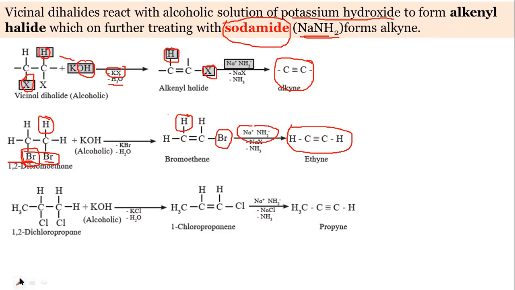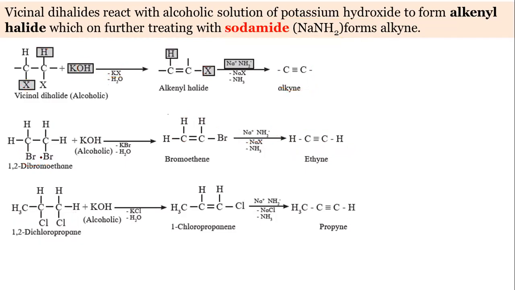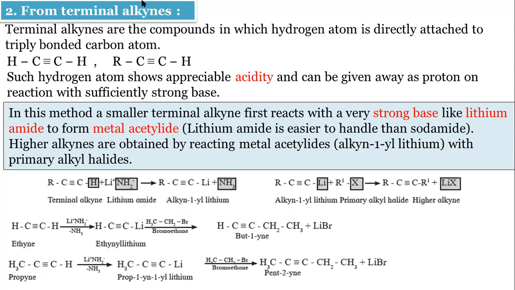So at home, we can practice with different dihalides. We can take chlorine instead of bromine also, and practice. Then the second method is from terminal alkynes.